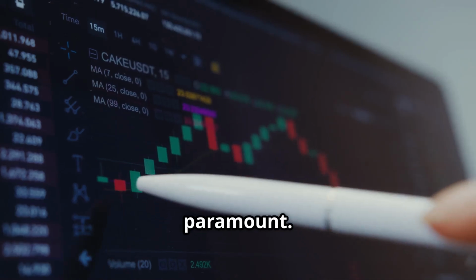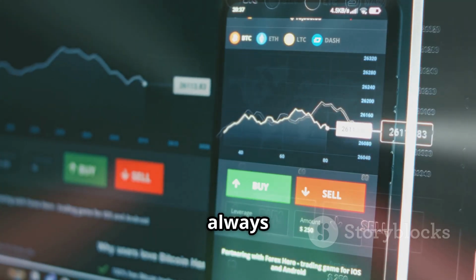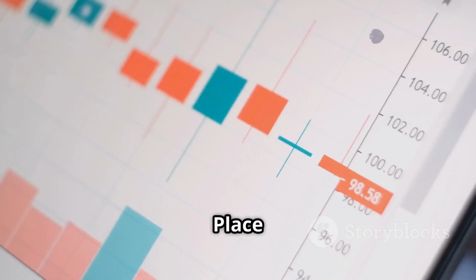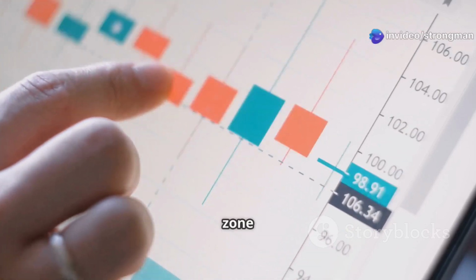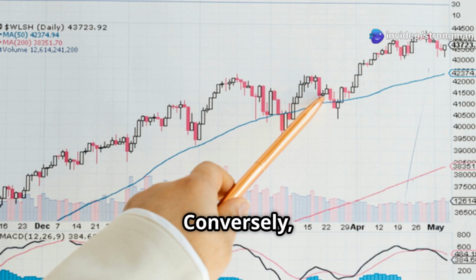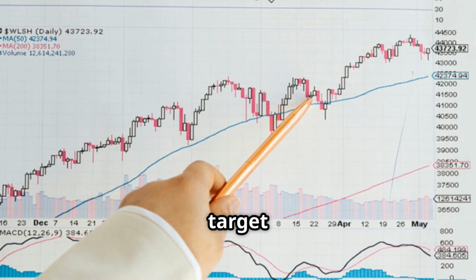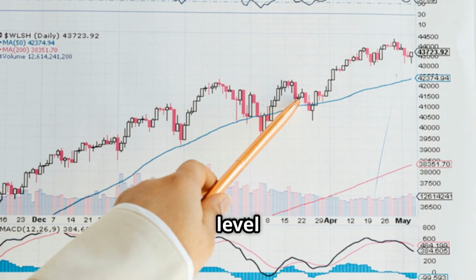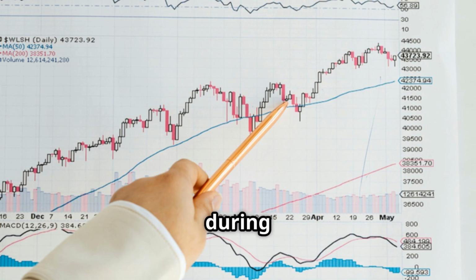Risk management is paramount. Before entering any trade, always determine your stop-loss level. Place your stop-loss just beyond the confluence zone or recent swing high or low, limiting your potential downside. Conversely, set your take-profit target based on the next significant level of support or resistance identified during your analysis.